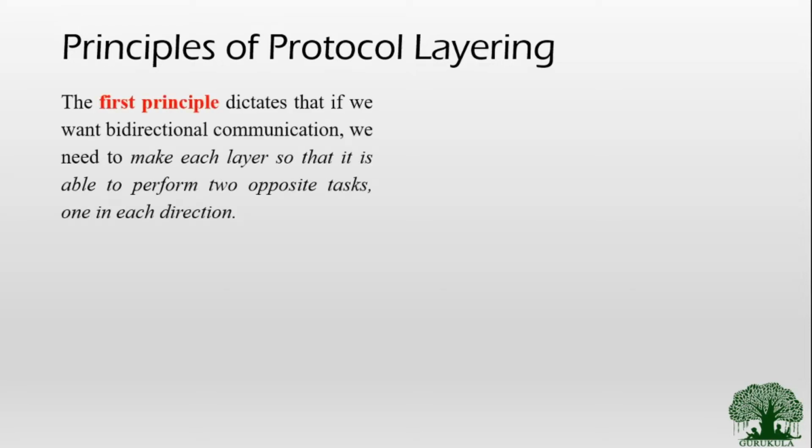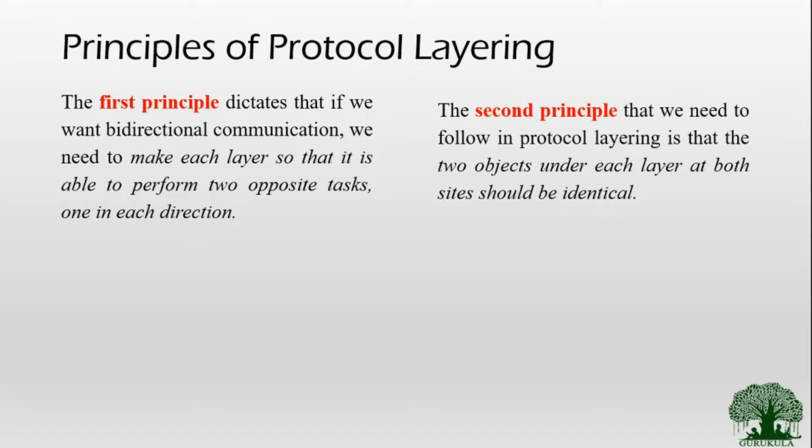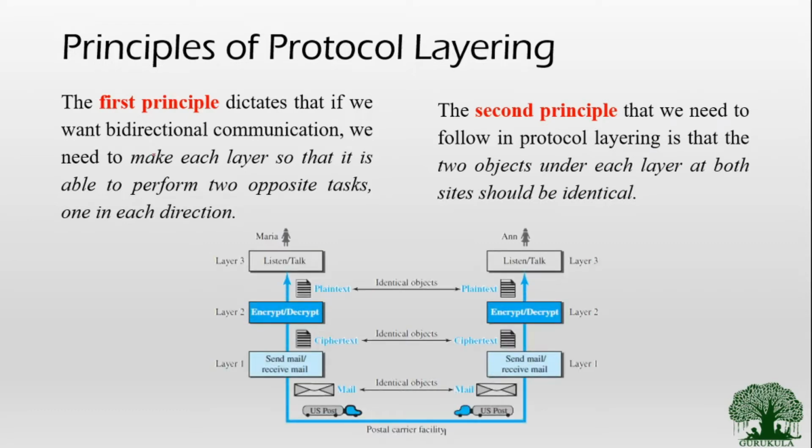The first principle says that when a communication is going to be bidirectional, then each layer that we have should be able to perform two opposite tasks, one in each direction. So that is the very first principle. And then the second principle is that the two objects under each layer at both sides should be identical. So let us make it more clear. When you look at this particular diagram, as per the first principle, what does it say? It says each layer is able to perform two opposite tasks, one in each direction.